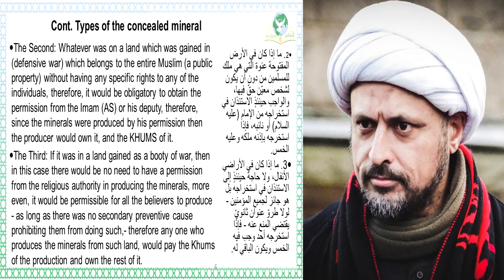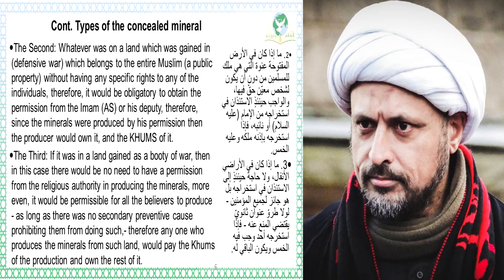لولا طروع عنوان ثانوي يقتضي المنع عنه, unless any secondary title encounters it which prevents the general permission, which prevents them from extracting it. Therefore فإذا استخرجه أحد, if somebody extracts minerals from it, وجب فيه الخمس, khums will be obligatory on it. ويكون الباقي له, and the remaining, the 80%, will be for him. He pays the khums, 80% is for him.